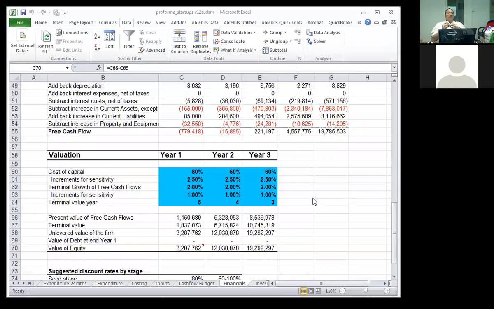Can you explain the name discount? That's the next one. That's a good question. So, let's say we calculate a stream of cash flows in the future.